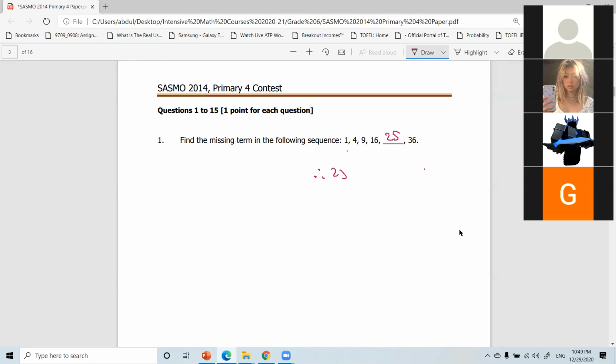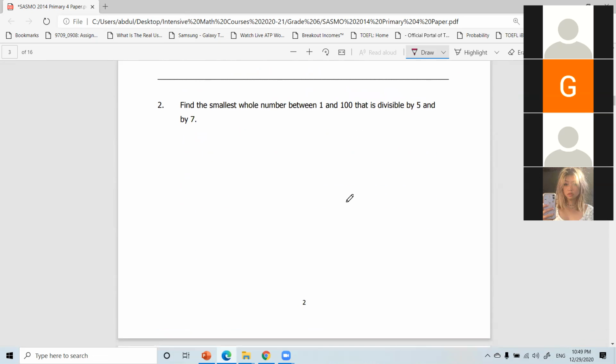The answer is 25. As you see here, in SASMO we have 2 or 3 sections. The first section is very easy questions. The second section is a little bit harder, and the third section is much harder. So that's the warm-up question, 1 point for each question. Let's continue. Find the smallest whole number between 1 and 100 that is divisible by 5 and 7. What is that number? Anybody can answer this question.